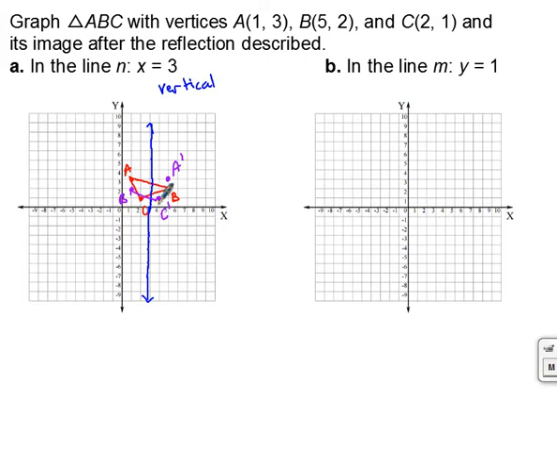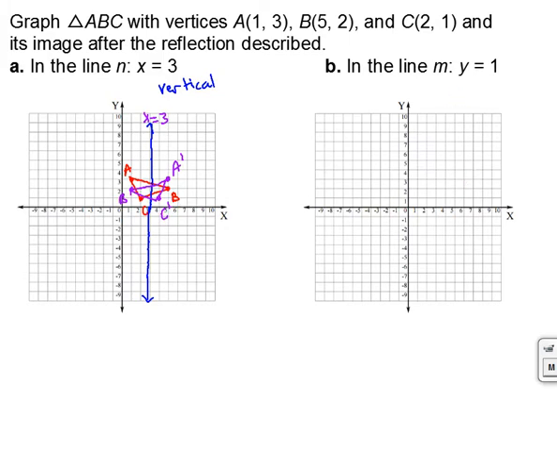Now if you look at this, it is an exact mirror image of the other one. If you were able to fold on this line, this x equals 3 line, the sides of the triangle would land exactly on top of each other. It would be a perfect reflection.